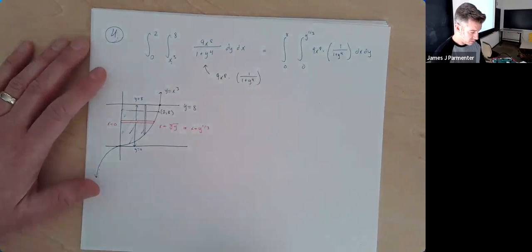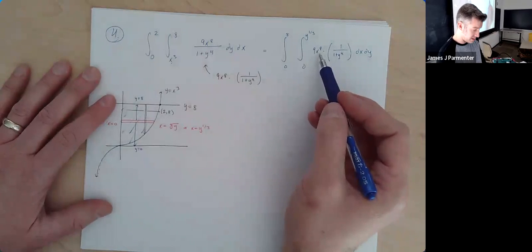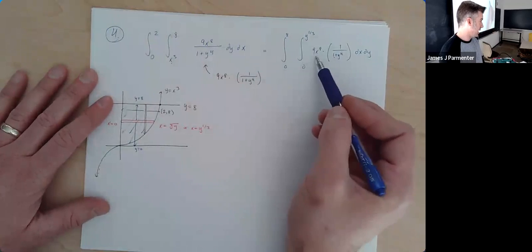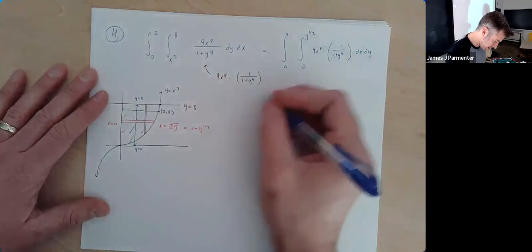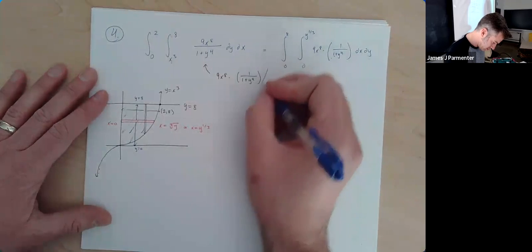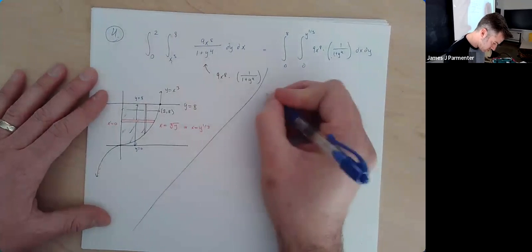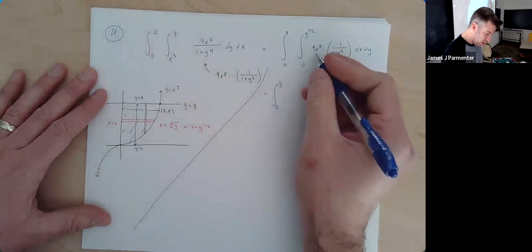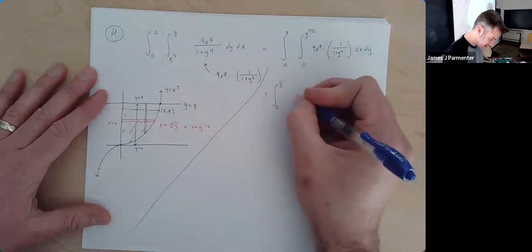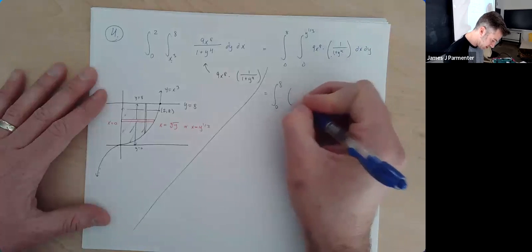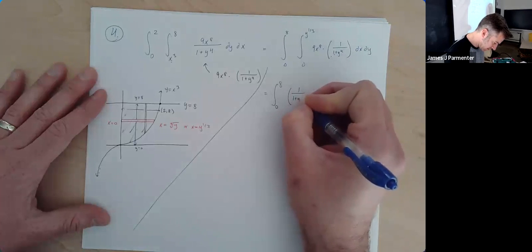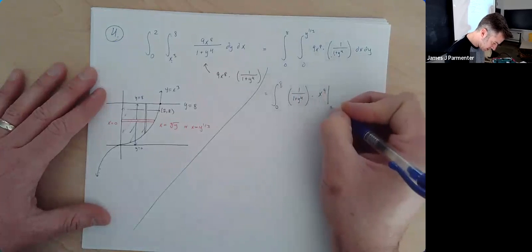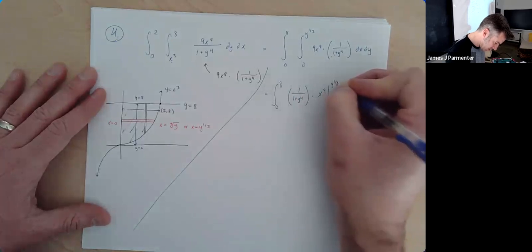And now we can certainly integrate with respect to x, because the integral of 9x to the 8th times the constant is just x to the 9th times that same constant. So let's do that. We're going to get the integral from 0 to 8. The integral of 9x to the 8th is x to the 9th. I like to put the constant part out in front, so I've got my constant, 1 over 1 plus y to the 4th, and then I've got my x to the 9th evaluated from 0 to y to the 1/3.